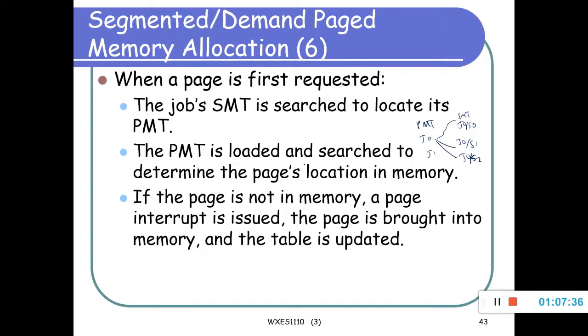The PMT is loaded and searched to determine the page locations in memory. If the page is not in the memory, a page interrupt or page fault is issued, and the page is brought into the memory and the table is updated. So the first step is searching the segment map to locate the PMT. The PMT is loaded into the main memory and searched to determine the page location, the address. And if the page cannot be found in memory, a page fault is issued, the page is brought into memory, and then the table is updated.